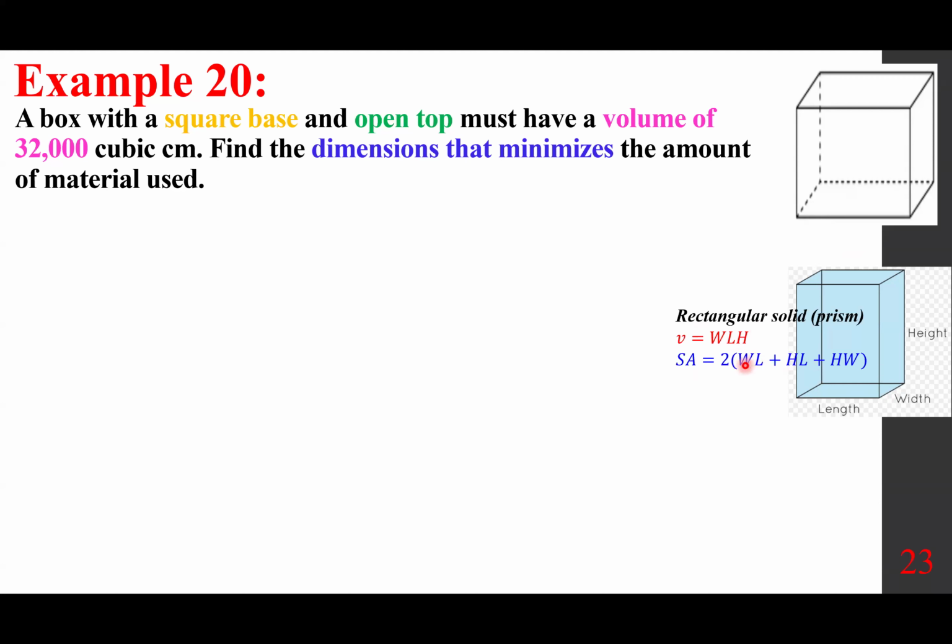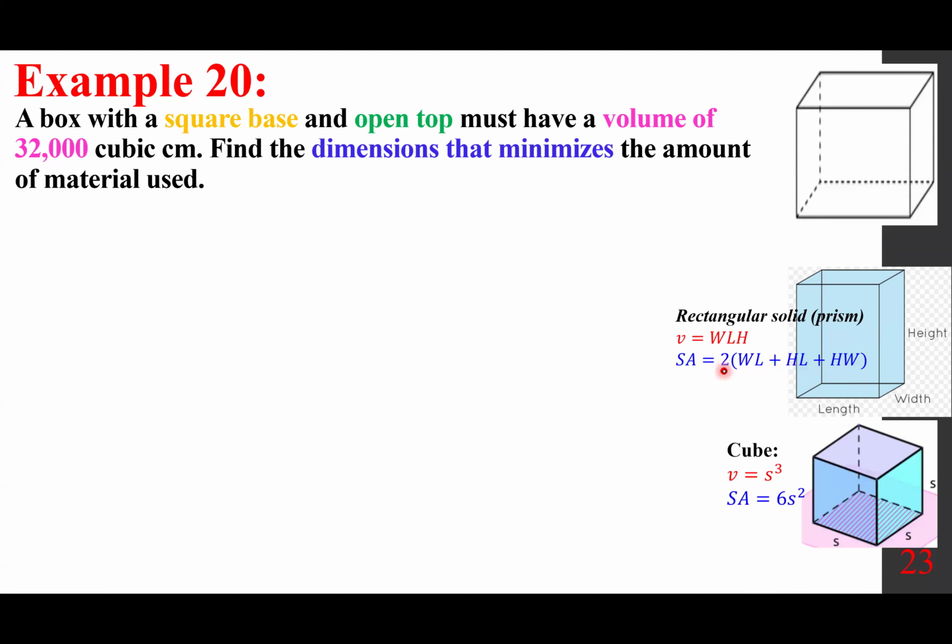You have the width times length for one side, they have two of them. Height times length, height times width, and each one is times 2. If all sides are equal, it's called the cube. The volume is s cubed. The surface area is 6s squared. So in this case, we want to minimize the surface area, which first we are going to define x and h. The reason it's x and x is because we are claiming it's a square base.